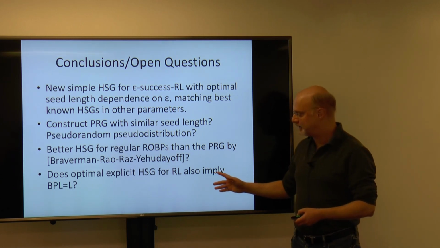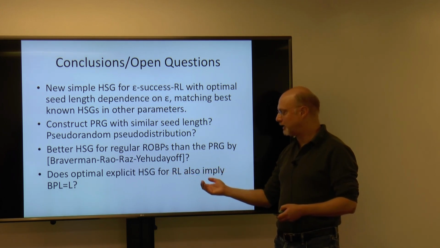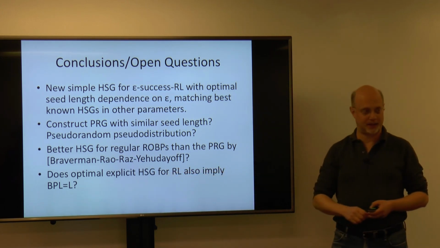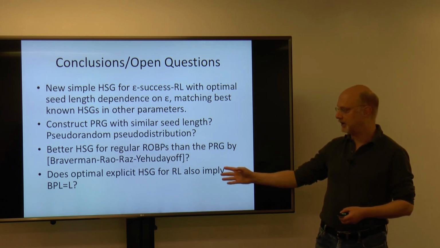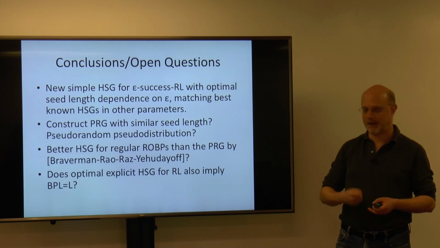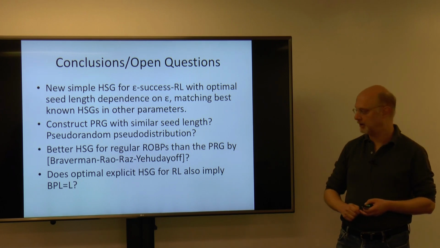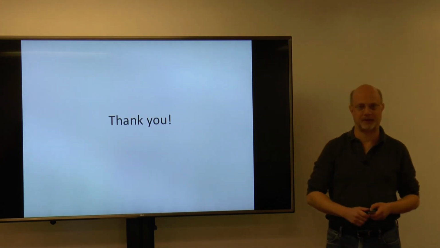And finally, does an optimal hitting set generator for RL also imply that BPL equals L? This might seem crazy to ask, but actually it's true in the polynomial time setting. An optimal hitting set generator for RP does imply that BPP equals P. Okay, and yeah, that's it.